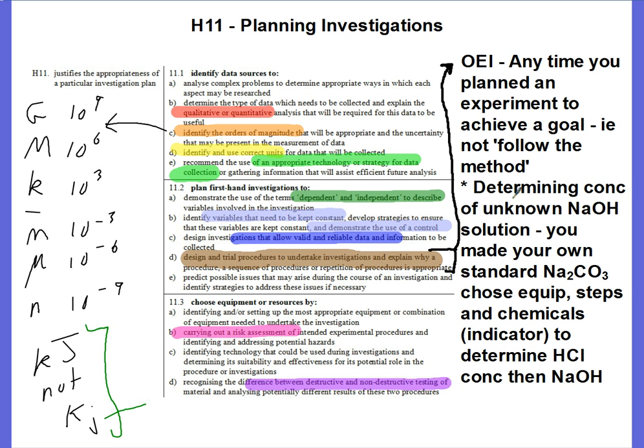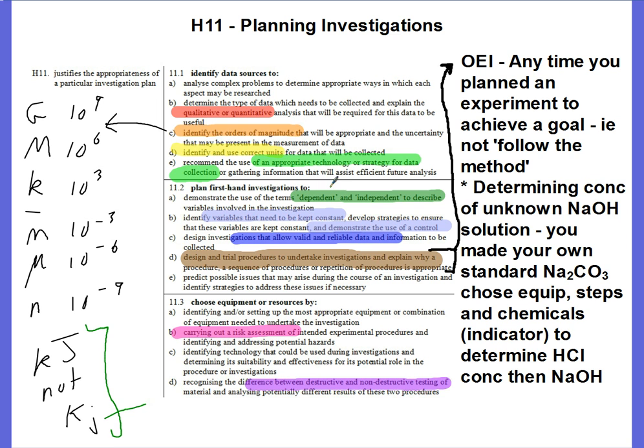The next thing is identifying appropriate technologies and strategies for data collection. Technologies for data collection are things like data loggers and probes, and an appropriate strategy for data collection and organisation is just putting things into a table using a spreadsheet, for example.